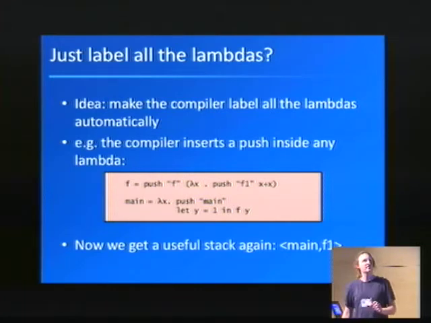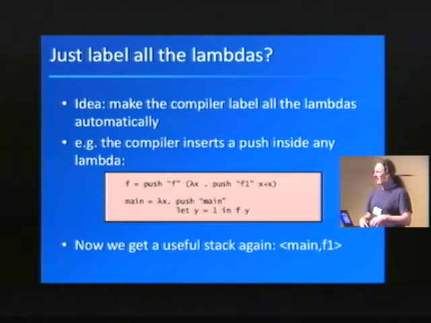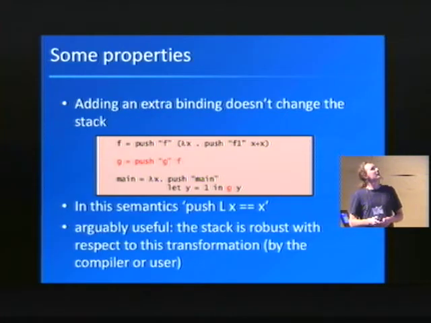So maybe you can do something to fix this. Maybe we should, in the compiler, go through and label each lambda individually. So the compiler could say, oh, I can see I'm inside an f, let's insert an extra label inside this lambda, push f1. And that would give us some useful information. Now we've got main and f1 for our stack. And if we did that, then if you add a new binding, so this is just G equals F with an extra push inside, then this has no effect on the stacks.